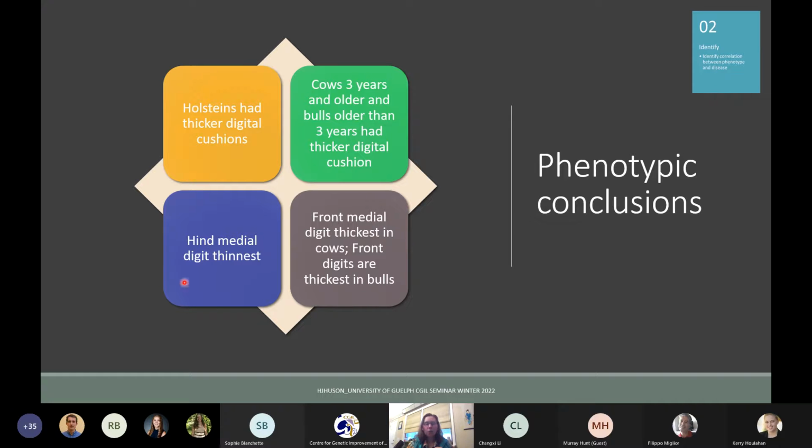Consistently, regardless of breed, regardless of sex, the hind medial digit was always the thinnest digit. So that's really important when we think about lameness. The front medial digit was generally the thickest in cows, but you could look at either front digit in the bulls. And I think it's very important to think of the difference in environmental factors impacting hoof trimming, locomotion, how much the animals are moved, and housing between cows and bulls.